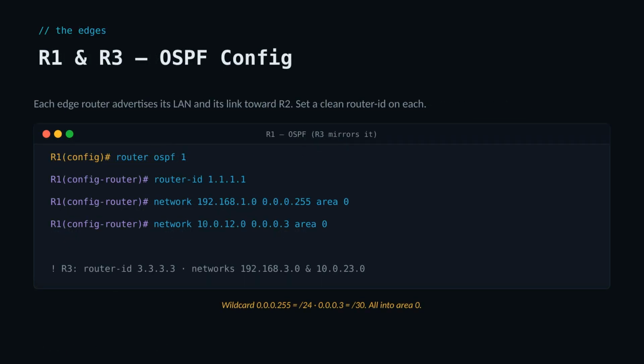Let's start at the edges. On R1, we spin up OSPF process 1 and pin the router ID to 1.1.1.1. A clean, memorable identifier beats whatever the router would auto-pick from an interface. Then 2 network statements. The LAN 192.168.1.0 with a /24 wildcard, and the link to R2, 10.0.12.0 with a /30 wildcard, both into area 0. R3 mirrors this exactly. Router-ID 3.3.3.3, advertising its own LAN and the 10.0.23.0 link.